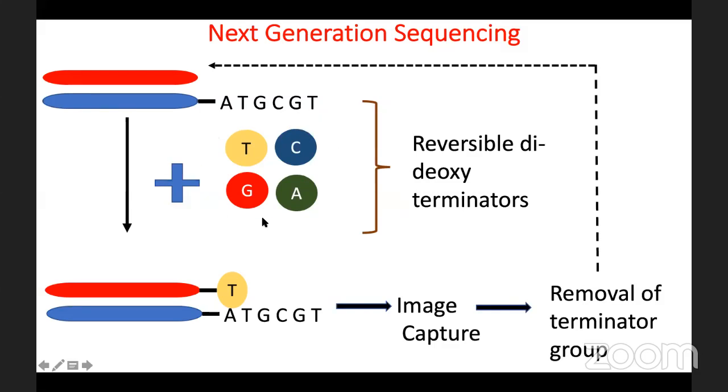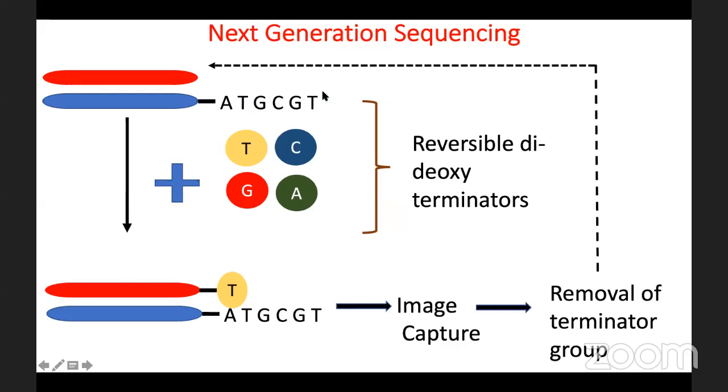In this case, we are using 4 different bases, A, T, G, and C. Imagine for the time being that they are coded with different colors. A is green, G is red, T is yellow, and C is blue. They are terminators, but they are reversible. A chemical group is attached to these particular bases, so that once you remove that group, you can initiate the chain from that point onwards.